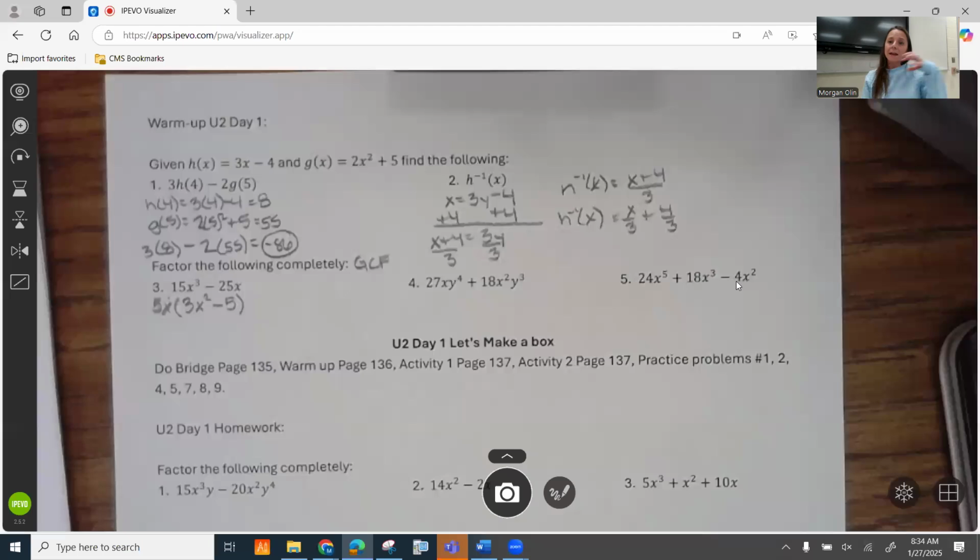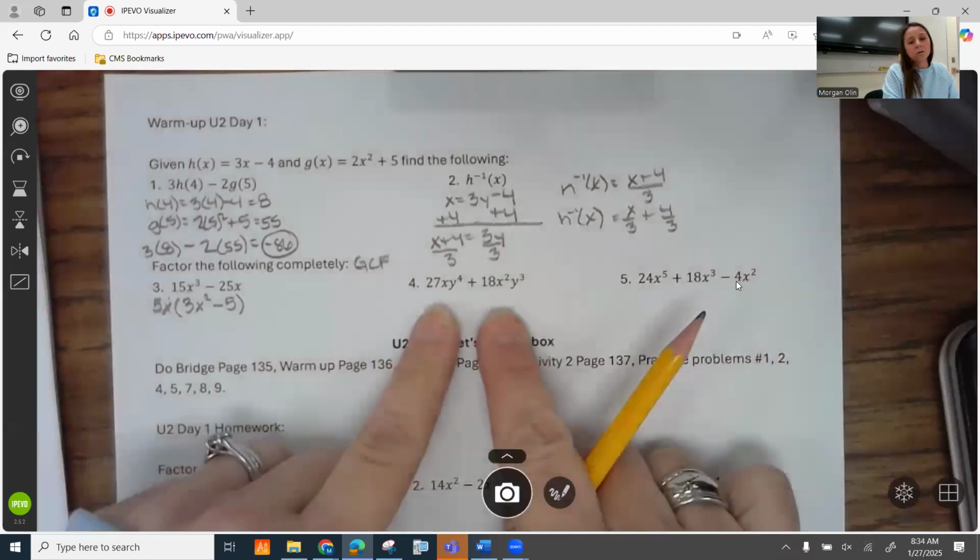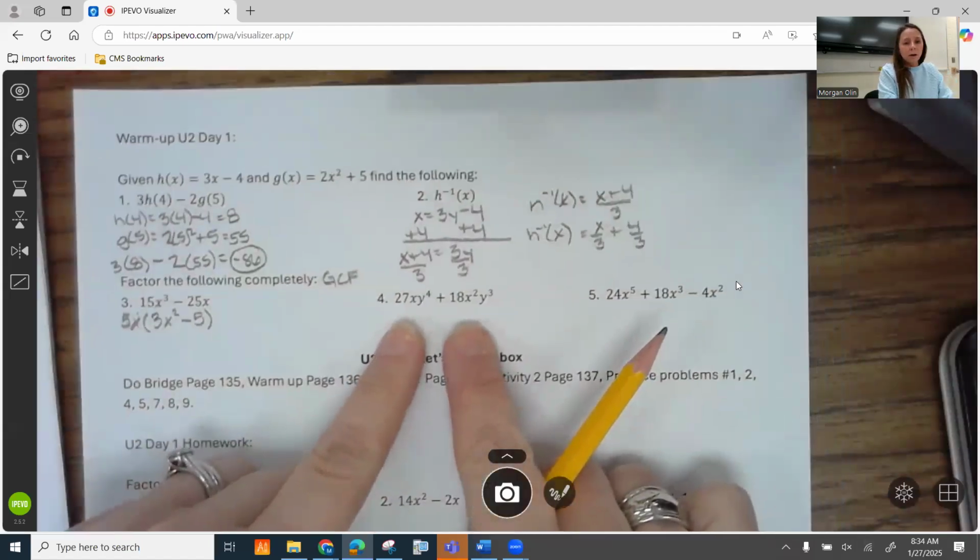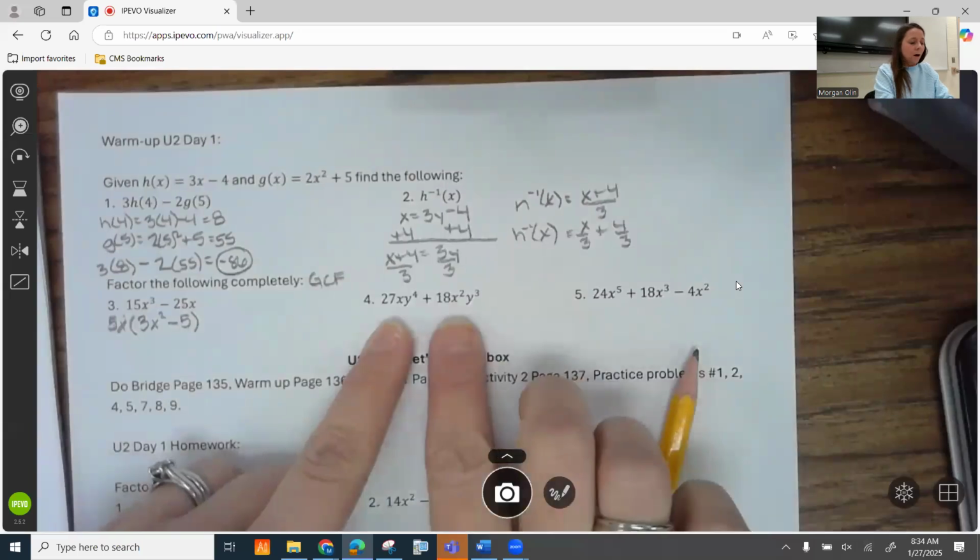Okay, everything that's alike goes on the outside. Everything that's left over still stays in the parentheses right there. Okay, so see if you can do this one on your own. If you can't, go right ahead and follow along with me.